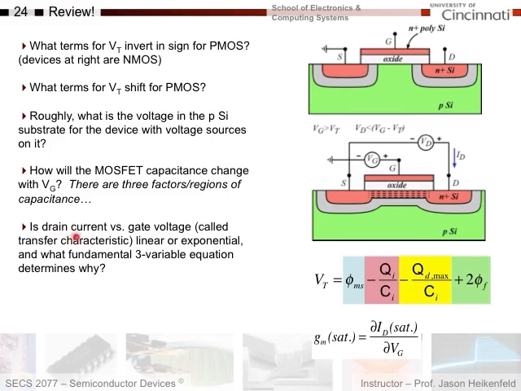Last question, is the drain current versus gate voltage, which is called my transfer characteristic, is it linear or exponential? And what fundamental three-variable equation determines it and why? You should be able to figure out if it's linear or exponential based on two things. One, this fundamental three-variable equation, which is looking at charge across a capacitor, Q equals CV. The other way you know that it has to be linear is based on transconductance. So if you look back to that slide, you should be able to look at transconductance and know that has a linear relationship as well.